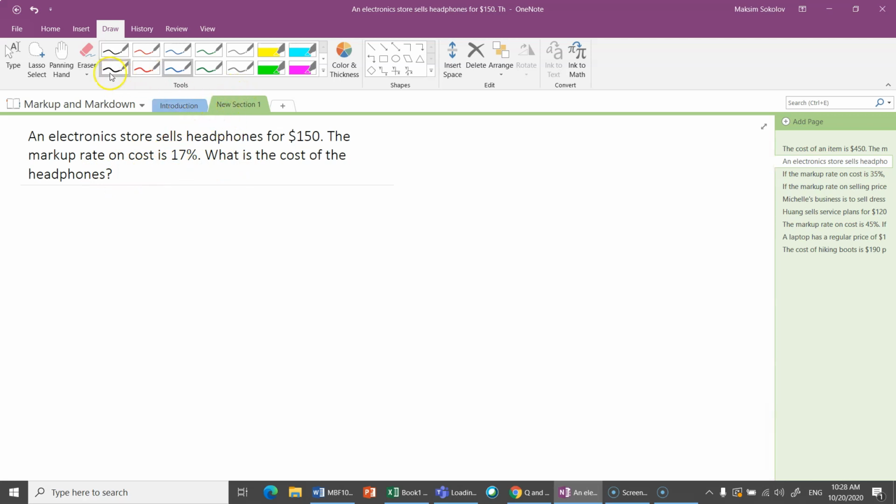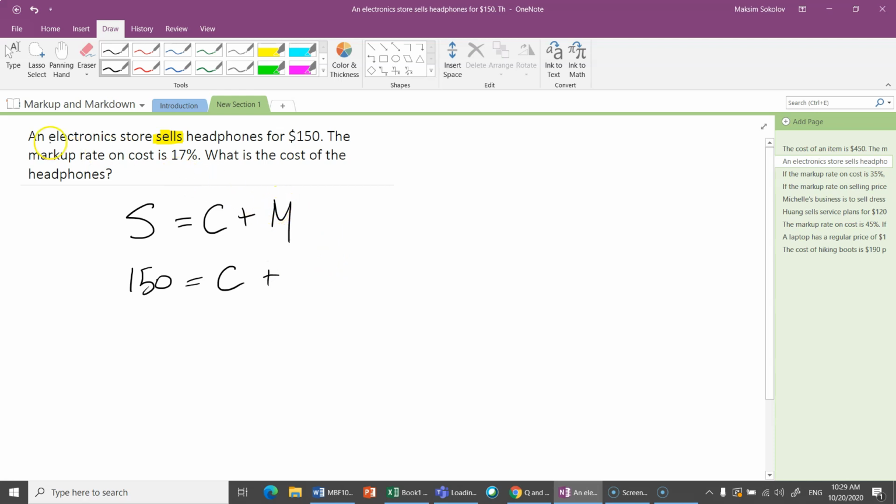This is a very similar problem to the previous problem, and we start with the same formula. Selling price is cost plus markup. We know that the store sells headphones for $150, which means that selling price is $150, but we don't know the cost. Because we don't know the cost, we'll keep it as letter C, and selling price in this case is $150 equals C, the amount we don't know, plus markup.